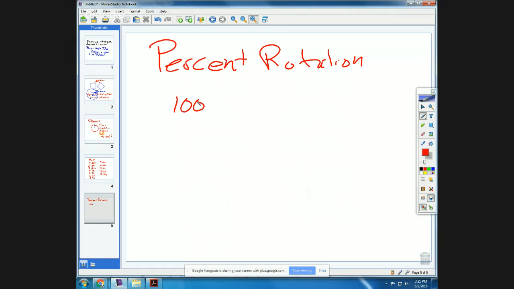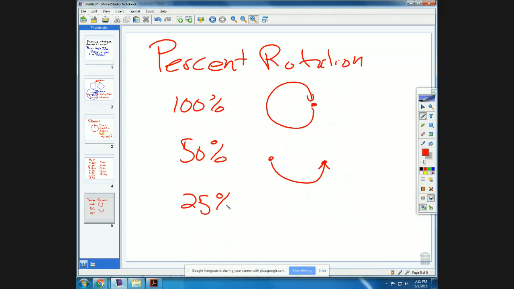We could have 100% of a turn. That would be going in a complete circle. 50% of a turn. Half a rotation. 25% of a turn, and so on. There's all kinds of different things. There's another unit of measurement that's really popular in math that we'll get to hopefully by the end of class today. I think I want to hold off on that for now.